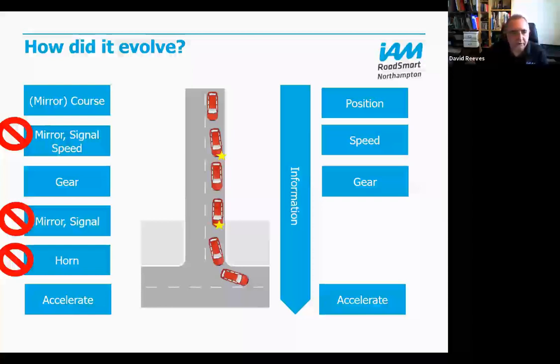So you can see what's gone. The mirror signal bit goes into information. The gear, the course changes its name to position, speed is there, gear is there, mirror and signal goes into information. Horn has gone into information. And then finally we've got accelerate. So what we're seeing is that information phase and the fact that that can be used completely flexibly.